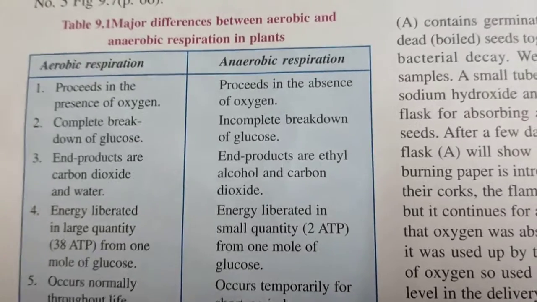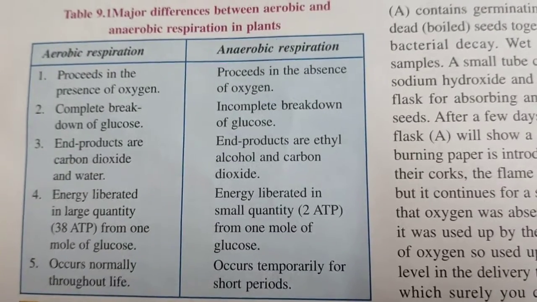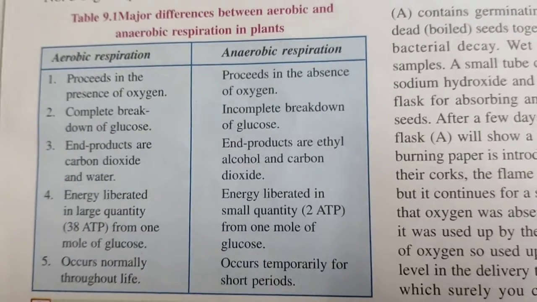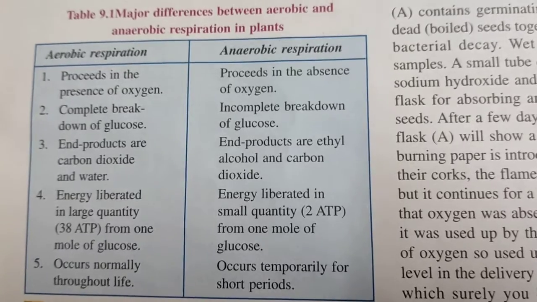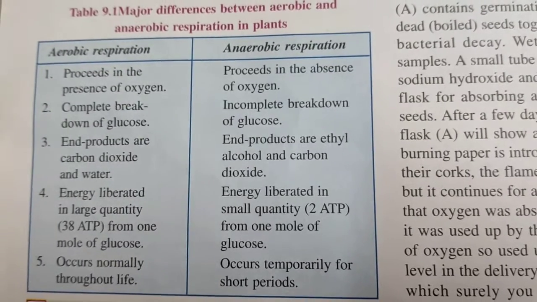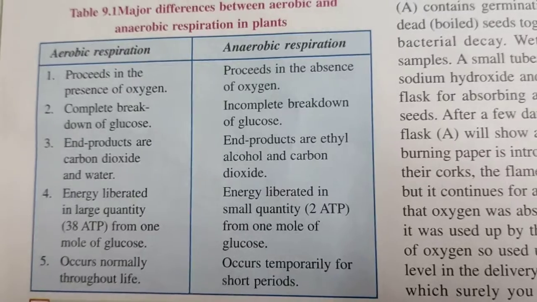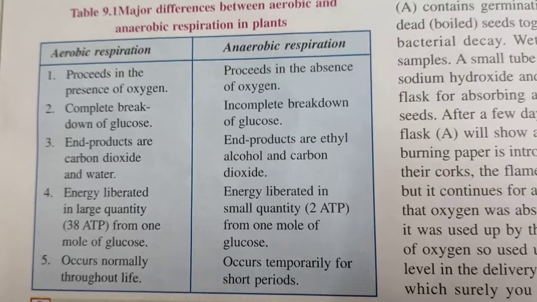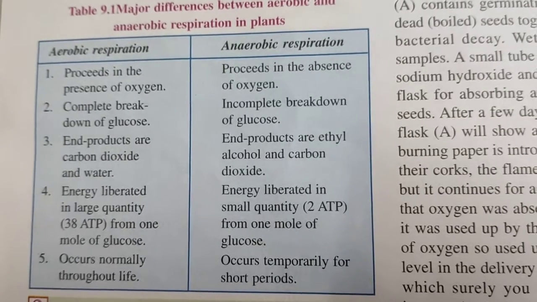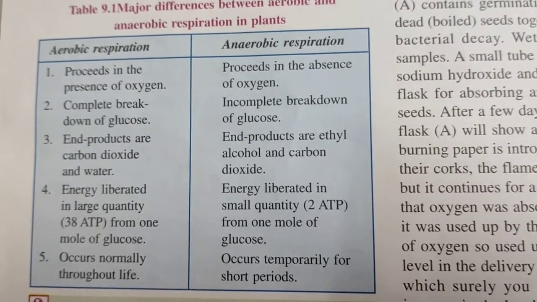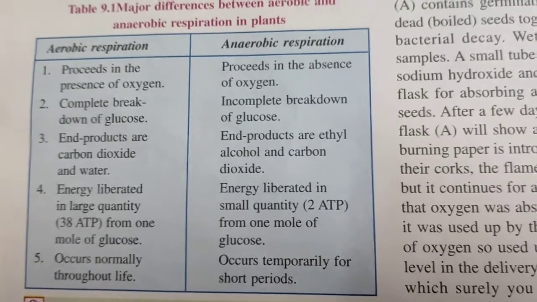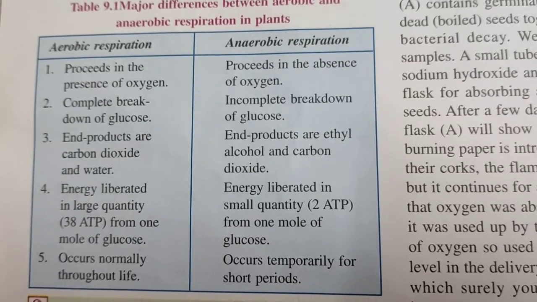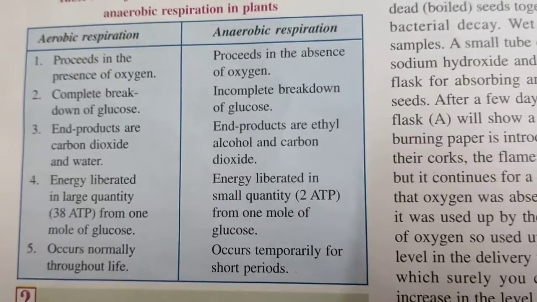Now, a very important table, aerobic and anaerobic difference, all the 5 points, very important. First difference we all know, presence of oxygen, absence of oxygen. Another difference we again all know, 38 ATP, 2 ATP. End products also we know, carbon dioxide and water, ethyl alcohol and carbon dioxide. One thing we have to remember, aerobic means complete breakdown of glucose, anaerobic means incomplete breakdown of glucose. And the fifth point, aerobic occurs normally throughout life, and anaerobic occurs temporarily for shorter periods of time.